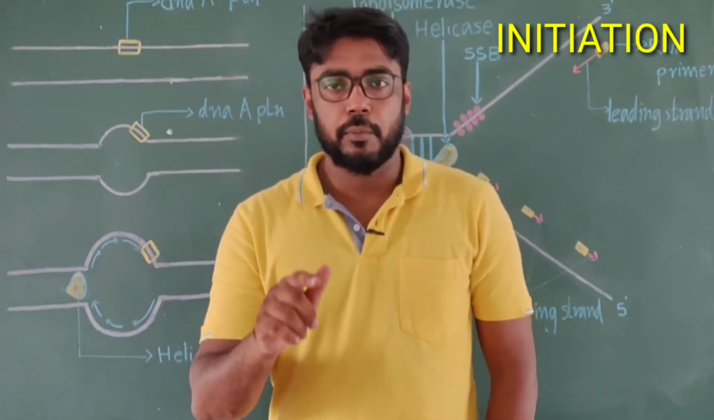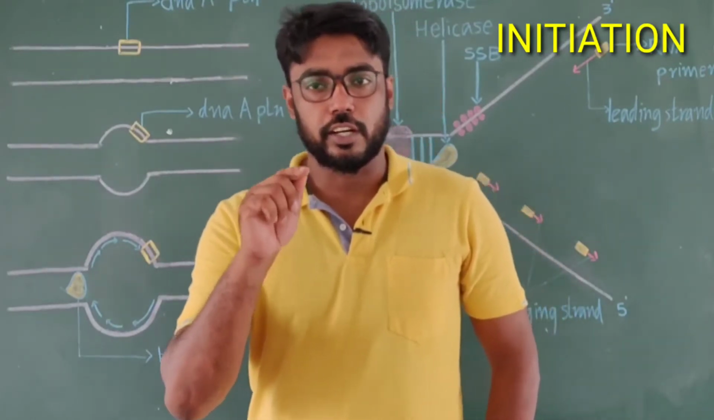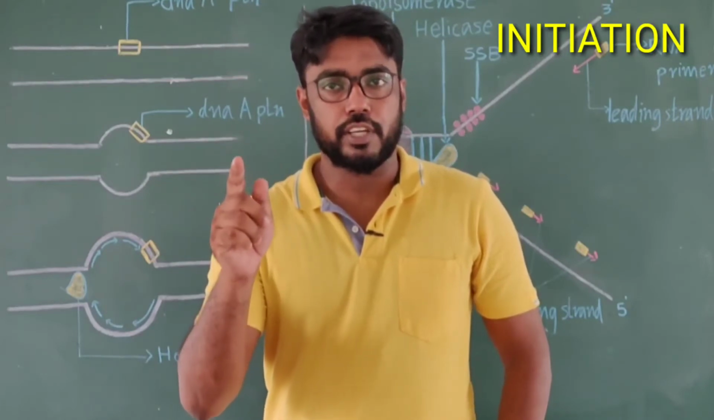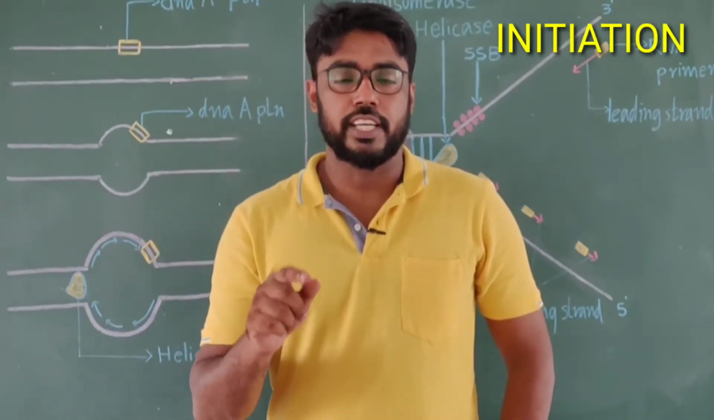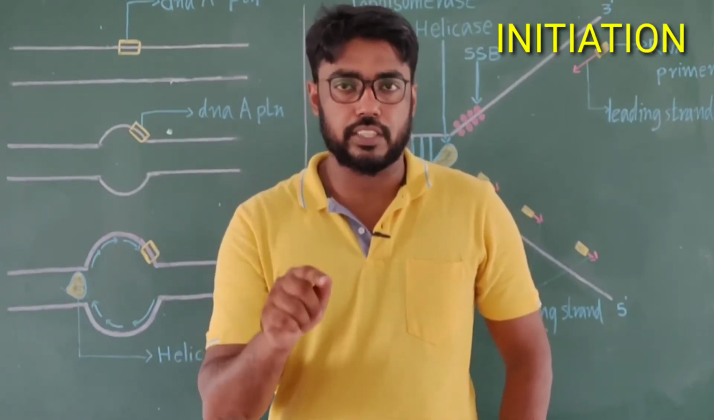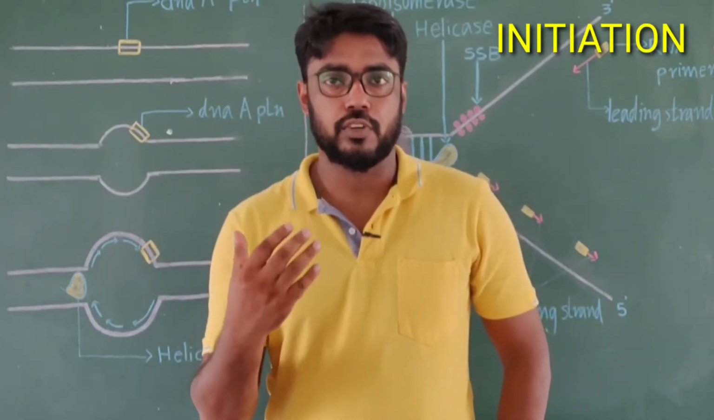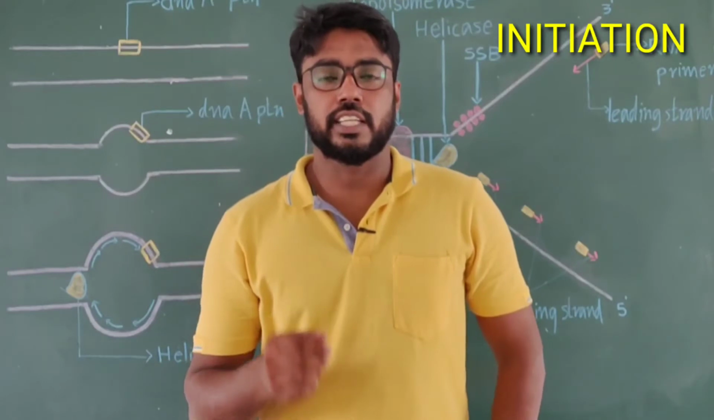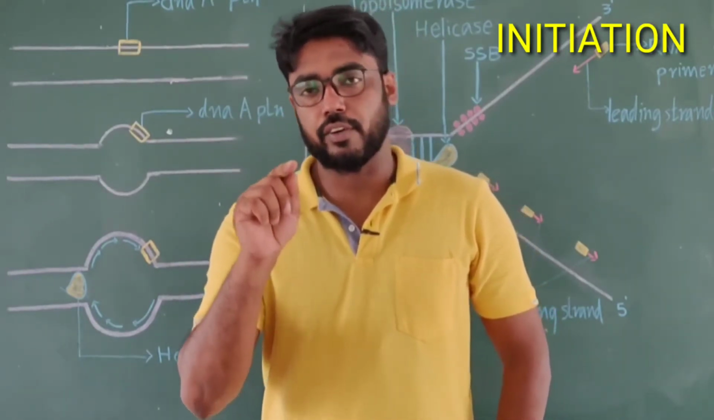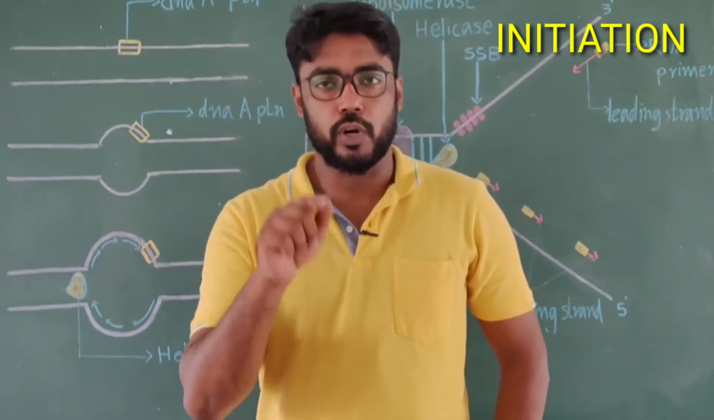This origin of replication has a high content of adenine and thymine, so it is an AT-rich region. Prokaryotic chromosomal DNA has only one origin of replication.